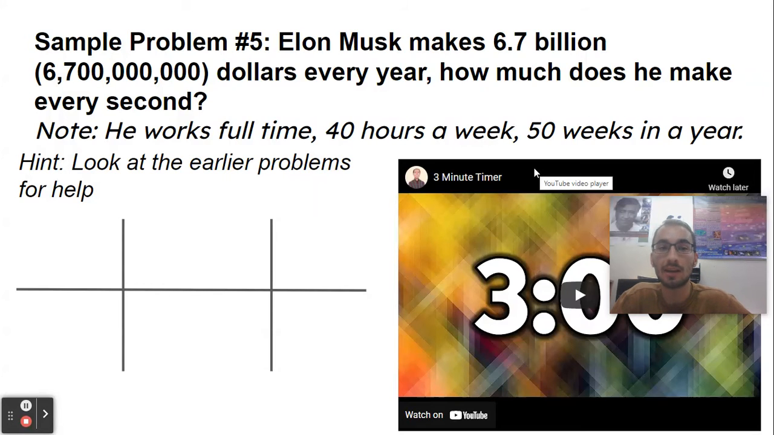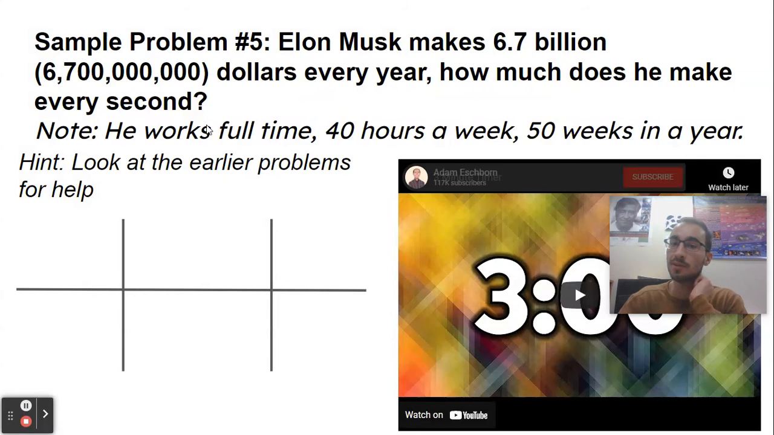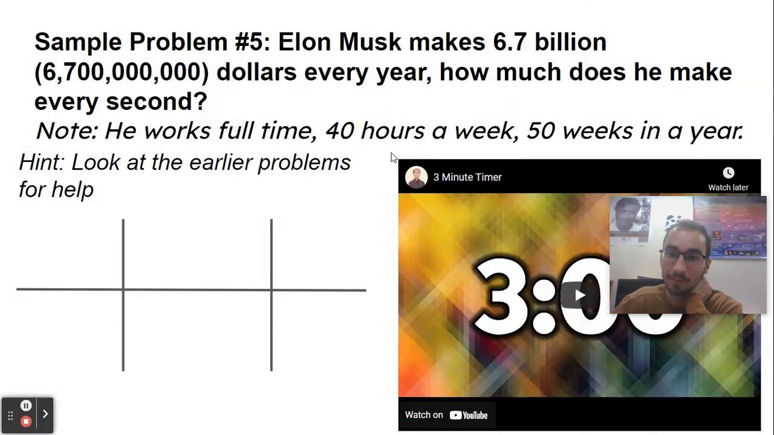How much does he make every second? Every second that he's working. I don't know how much he works, so we're just going to compare it to the average worker. Let's say Elon's working 40 hours a week, 50 weeks a year. How much does he make every second that he works? Try and figure it out.